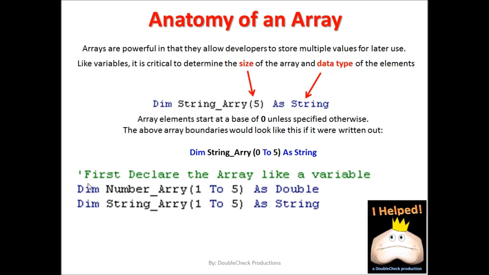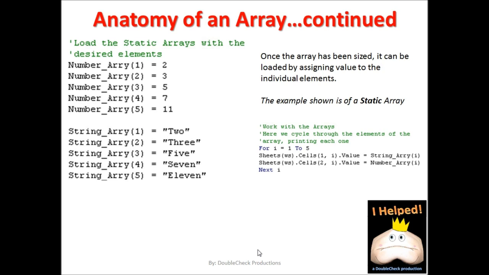So again, down here we have two arrays, one that stores numbers, one that stores strings. Both of them are sized with a lower boundary of 1 and an upper boundary of 5. Now what we're going to do is take those two arrays and load them. In this case, we're working with a static array. More specifically, we're working with a single dimensional static array. What that means is that these values are fixed. This is not going to change.